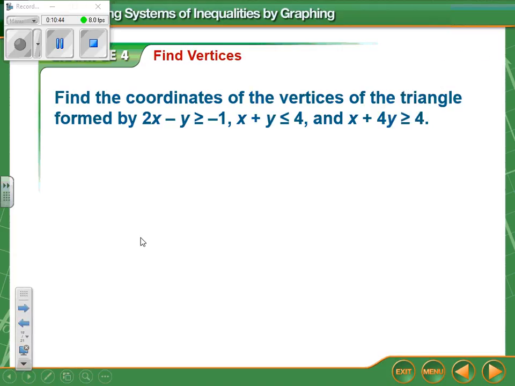Now the next thing we have is the coordinates for vertices of a triangle area that's formed by these three inequalities. So what we would want to do is graph all three and maybe use three different colors and figure out where they are all three shading. What area is overlapped by all three? Not just two of the three, but all three. And that area, we want to look at the vertices that corner that area.